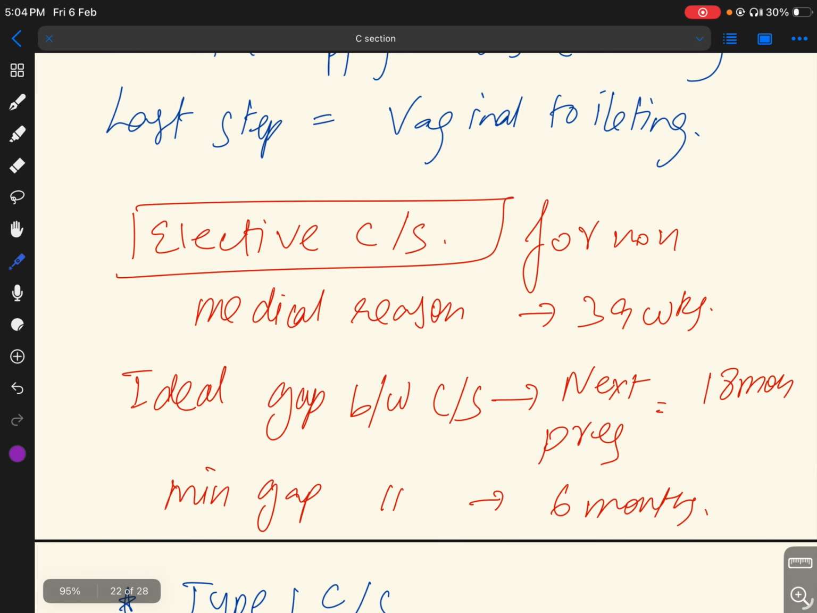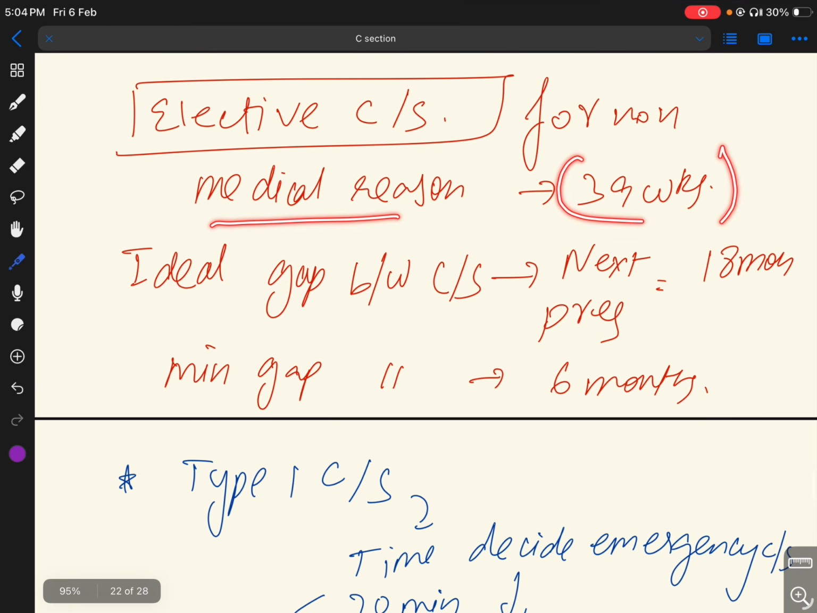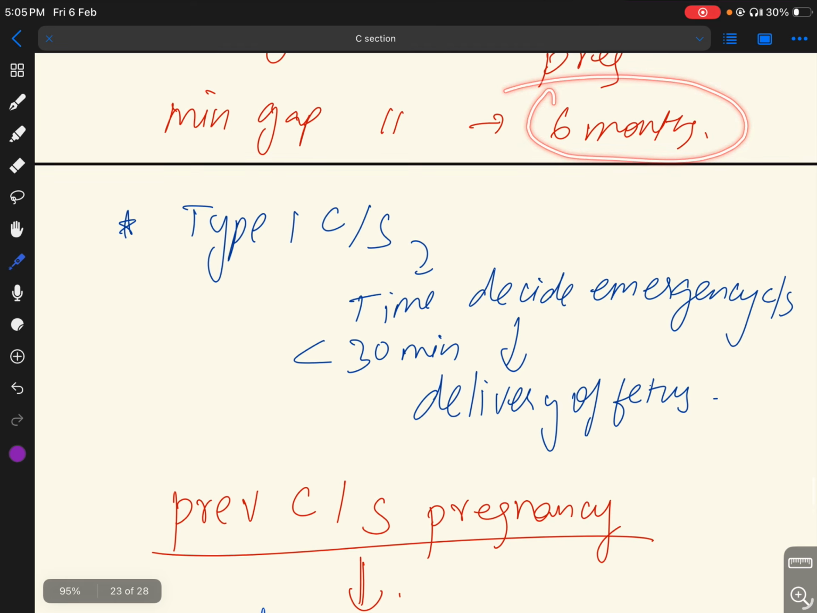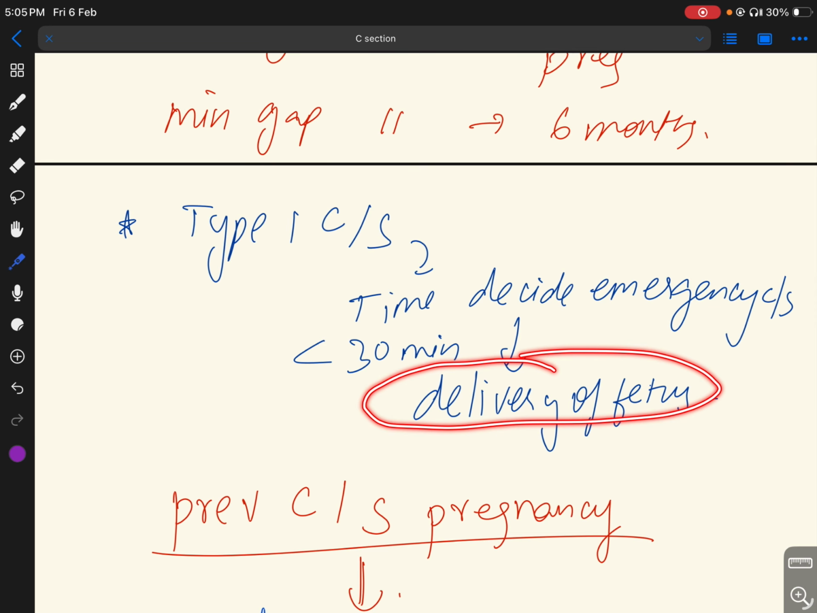In case of elective CS you are doing for non-medical reason, you can do it at 39 weeks. Ideal gap between C-section and next pregnancy is 18 months. Minimum gap between C-section and next pregnancy is 6 months. What is type 1 Caesarean section? That is the time decided to perform the emergency Caesarean section and the delivery of fetus should be less than 30 minutes.